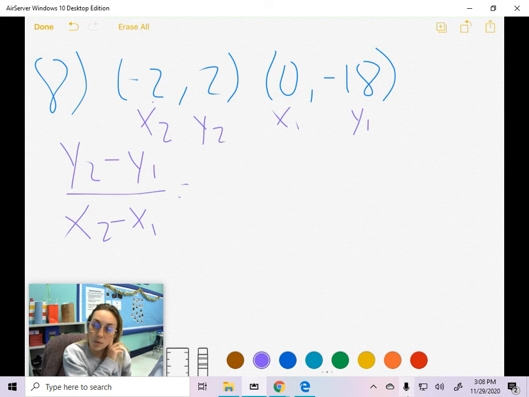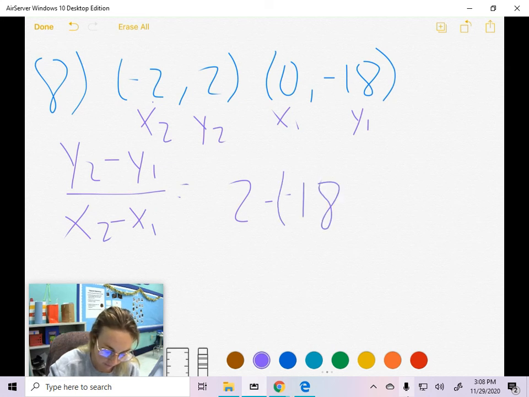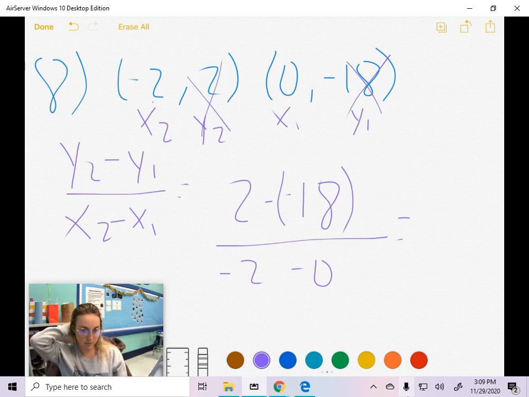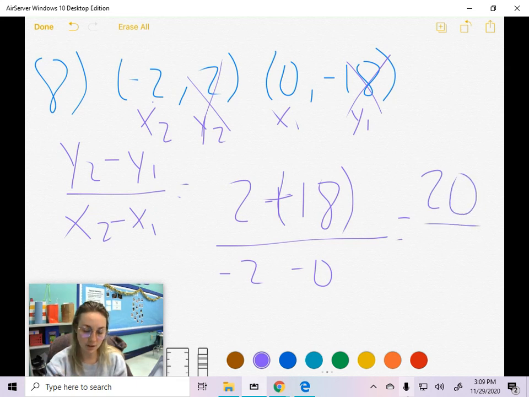I'm just going to show you real quick why it doesn't matter, because no matter which one you choose to be x1 and y1 or x2 and y2, you're going to come out with the same answer. So this time we're going to have 2 subtracted by -18. So I'll go ahead and mark those out. And then I have -2 minus 0. All right, cool. So 2 minus -18, again, 2 negatives make a positive, so that's the same as 2 plus 18, which will be 20. And then we have -2 minus 0, which is going to be -2.